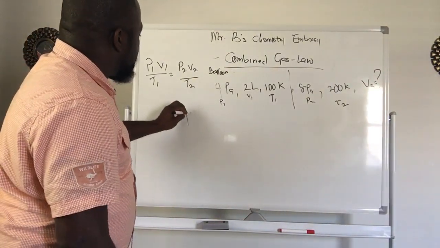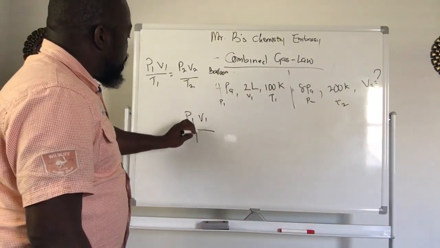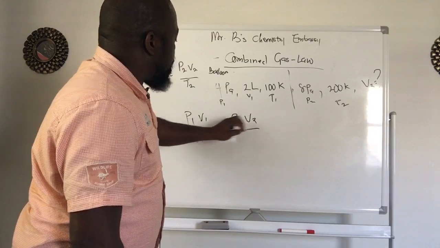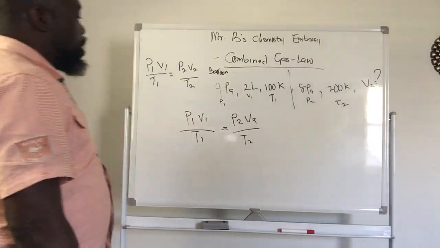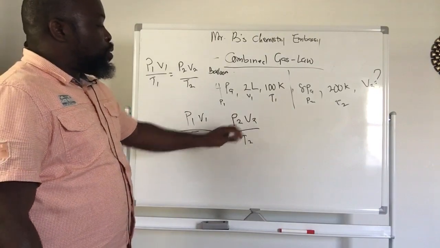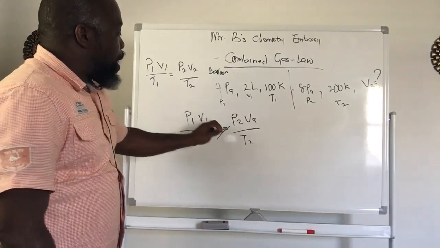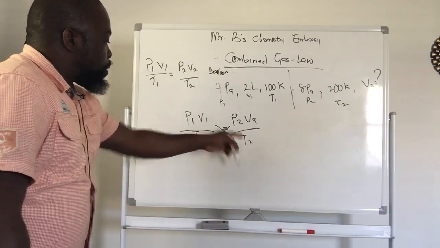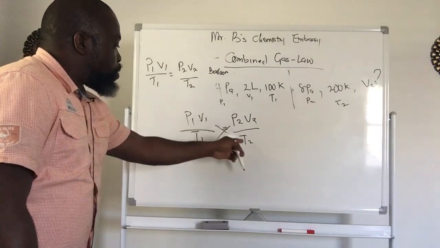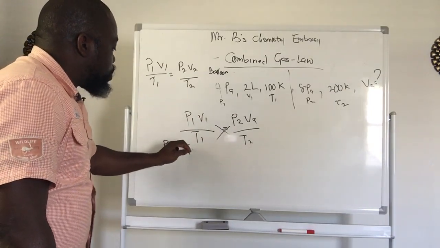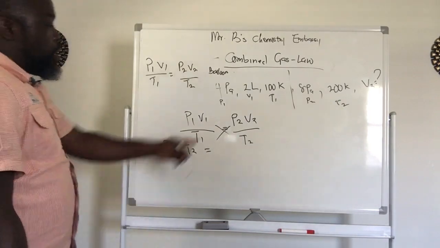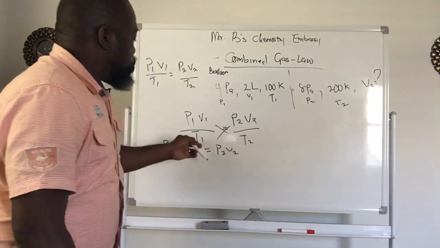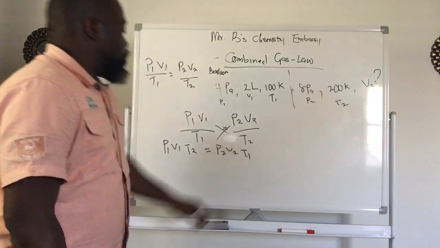So let's say this is my P1 V1 divided by T1 is equal to P2 V2 divided by T2. So we have to find our V2. So what do we need to do? Let's cross multiply. If you cross multiply, it's going to give you P1 V1 times T2, because your T2 is going to join this group, equals P2 V2 times T1. Your T1 is going to go here. See?